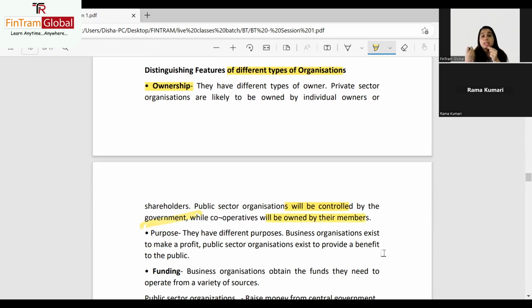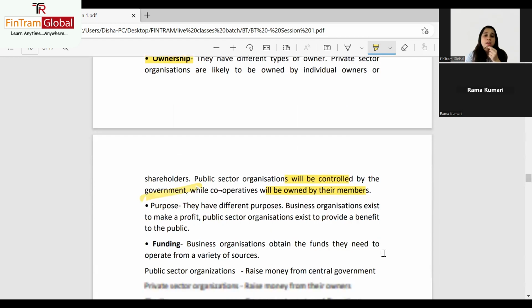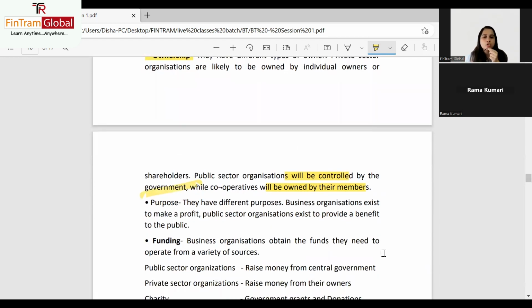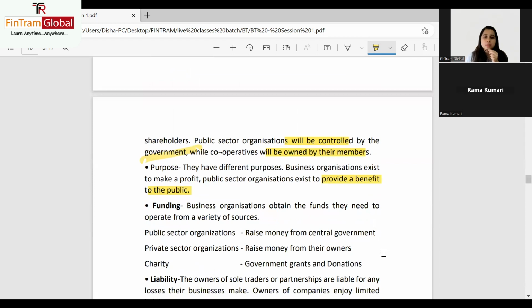And the cooperatives, like we studied, are going to be owned by the members, who of course share the profits. Then the purpose of the organization is also going to be different, right? Business organizations are of course going to exist to make a profit, but the public sector is not there to just make a profit. It is there to provide some sort of benefit to the general public, to the citizens.